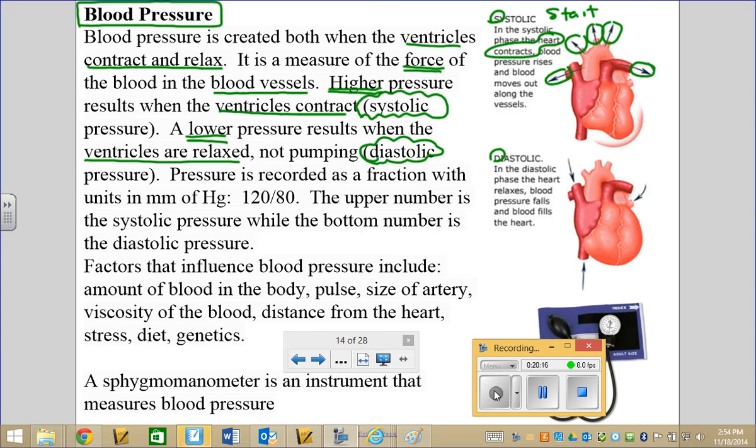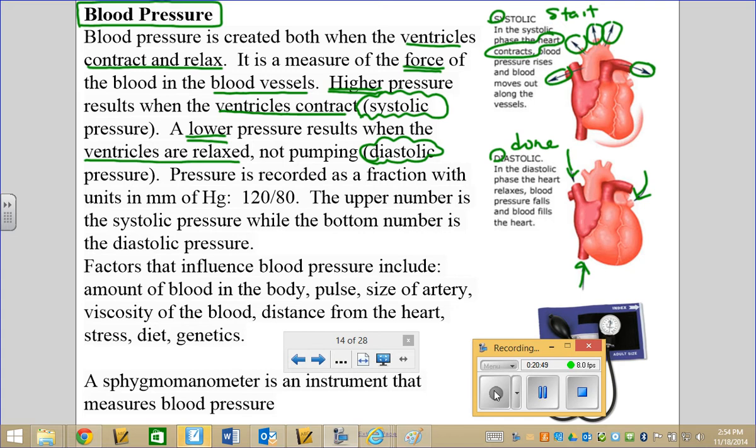Now lower pressure, which is your diastolic phase, happens when your heart is relaxed. I like to think about this as relating diastolic to done. When the diastolic phase is happening, your heart is done pumping the blood. During this phase, blood comes back in through your superior and inferior vena cava and your pulmonary vein and fills the atria up again so that your heart can once again pump blood.